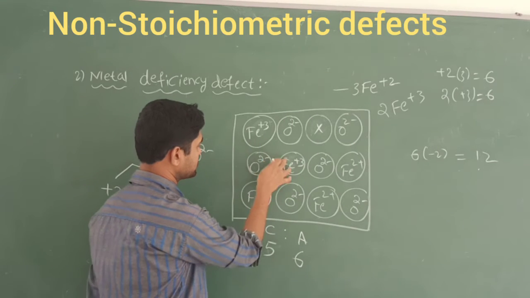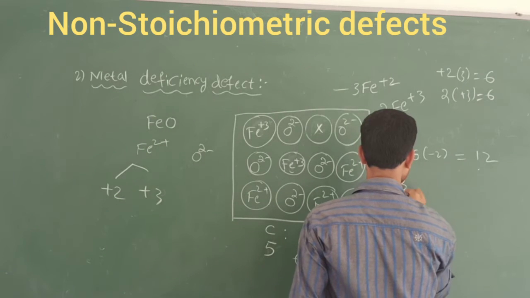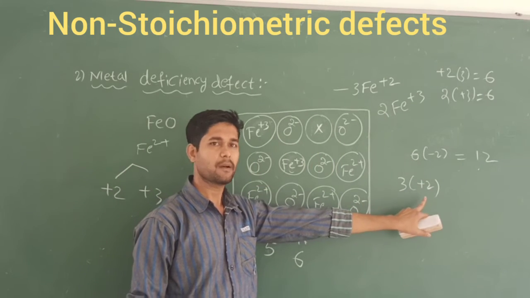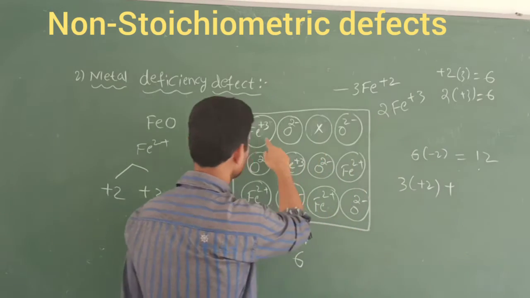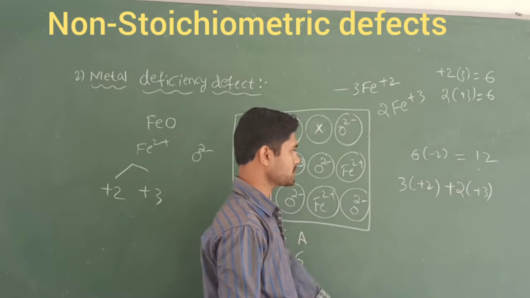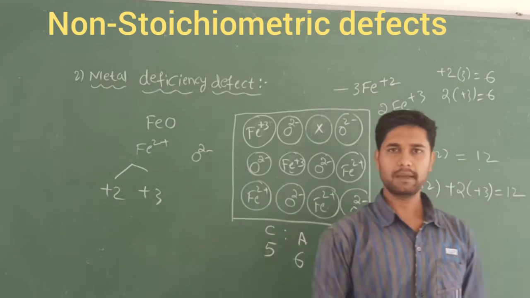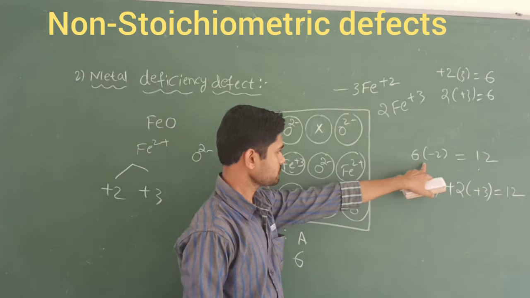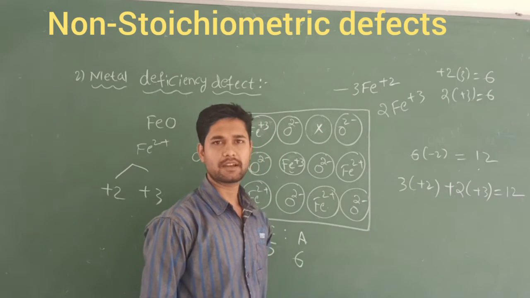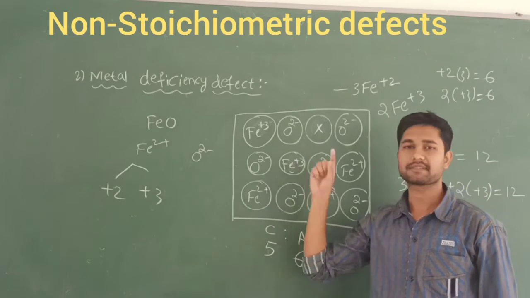Let's count here. Except these two, I am going to consider this one: Fe2 plus, Fe2 plus, Fe2 plus. I mean 3 Fe plus 2 will be there. So that is 3 irons which contain the charge plus 2, and the remaining 2 irons have the charge plus 3. When you multiply this out, you get the value. So now the electrical neutrality is balanced. See here, 6 into minus 2 is minus 12 charge, and this is plus 12 charge. So like this, electrical neutrality is also maintained. This concept we are going to call the metal deficiency defect.